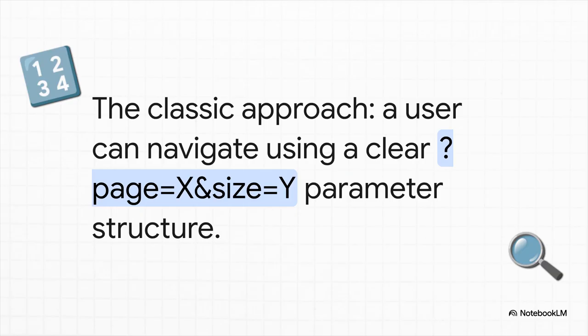Come on, we've all seen this a million times. It's the classic API call you find everywhere. Question mark, page equals 3 and size equals 20. Hey, give me the third page with 20 items on it. It's simple. It's easy for us humans to read and understand. And you know what? It gets the job done at first.